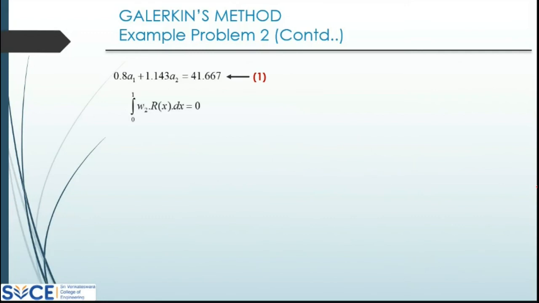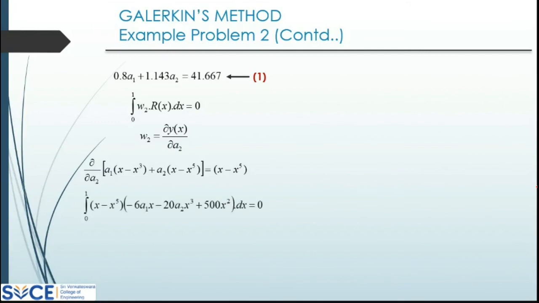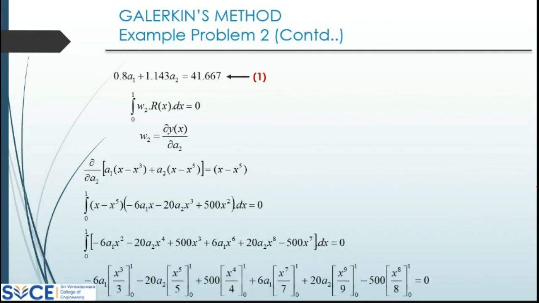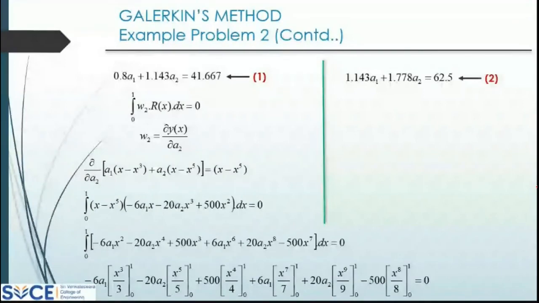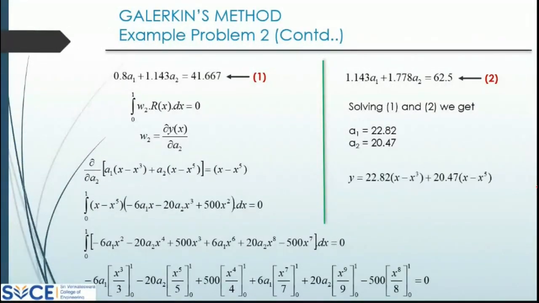Similarly, you go for the integral of w2 r of x dx is equal to 0, where w2 is dou y by dou a2. Just identify the values with respect to that. Again, multiply this overall term and integrate it. Once you integrate, you will get this as the second equation. Solve these two and you will get your solution. These are the overall methods.